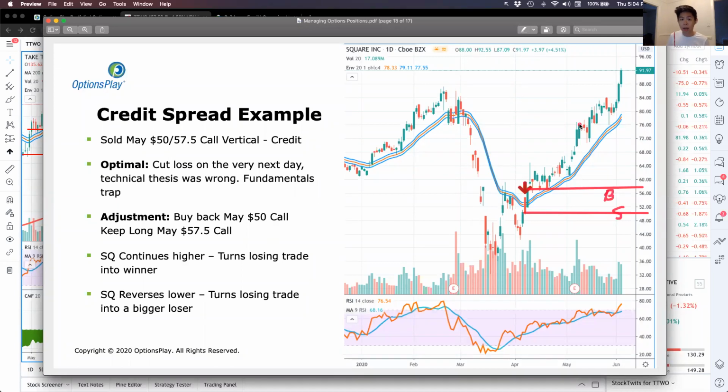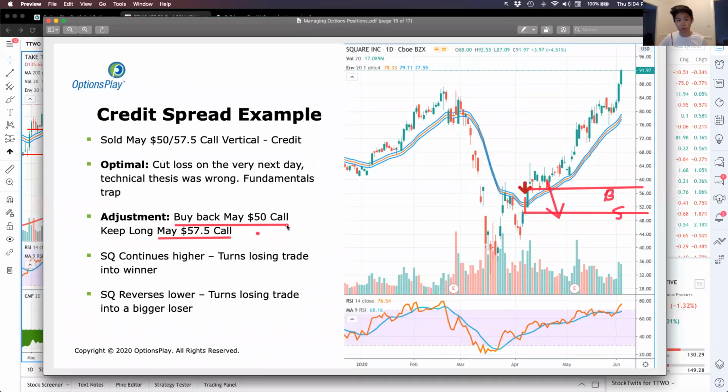So what can I do? I can turn my loser into a winner by simply removing my short leg. I buy back my May $50 call option. And what I can do is I can keep the 57.5 call option. Now, here's the thing. When you do that, you are adding more risk to this trade, because if the stock now plummets back down, what you've done is you've lost all of the premium that you have in the long 57.5 calls, and you don't make any of that back from your short call.